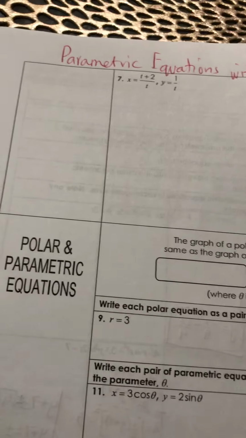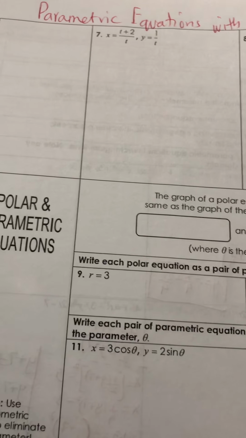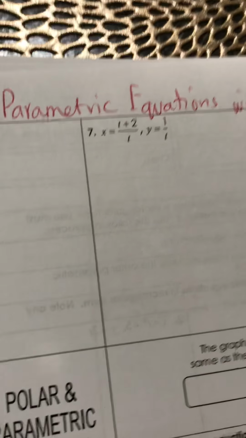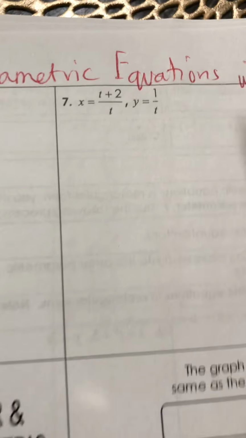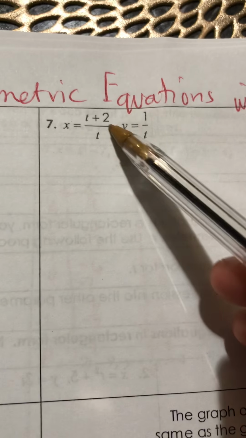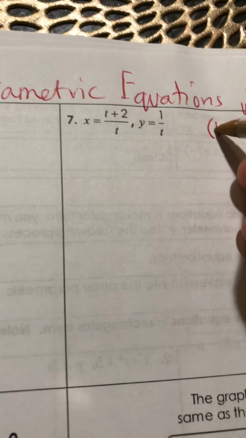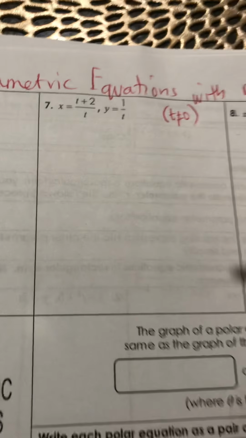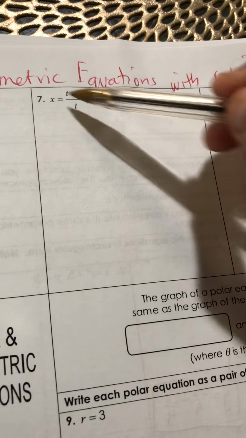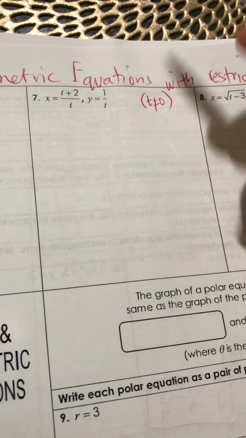So today's topic is converting parametric equations to the rectangular form with restricted domain. Here you can see they did not give you any interval for t, but we know that if t is in the denominator, then t cannot be equal to 0, because if t is equal to 0, this will be undefined. Let's change these parametric equations to the rectangular form.